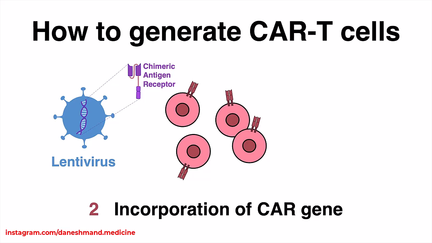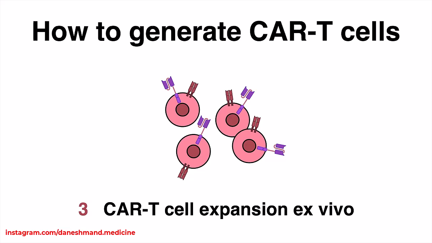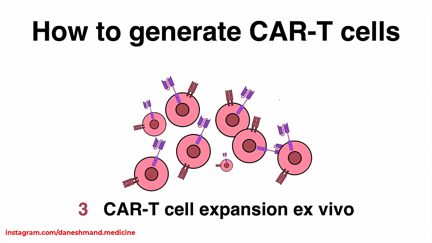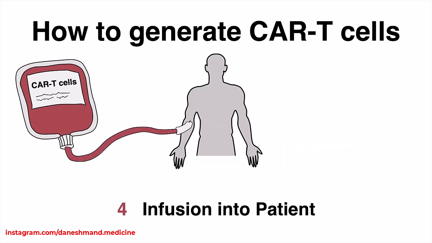In a process known as viral transduction, the T cells are infected with the lentivirus, which inserts the CAR gene. Following transcription and translation, the protein receptor is produced and the patient's T cells are now equipped with tumor-specific chimeric antigen receptors. In the next step, the cultured CAR T cell population is expanded in the lab and then finally infused back into the patient.